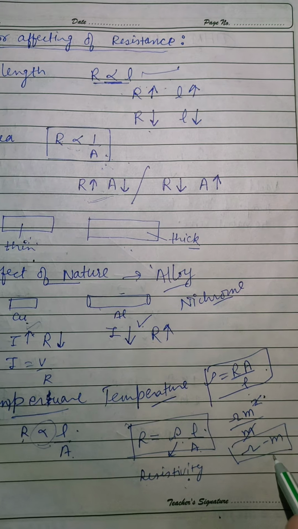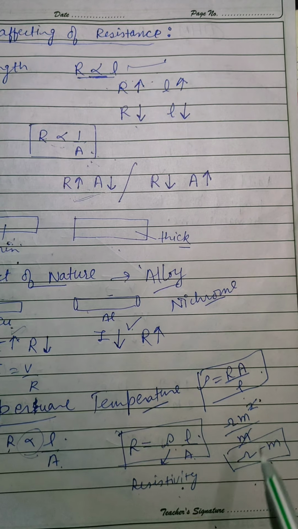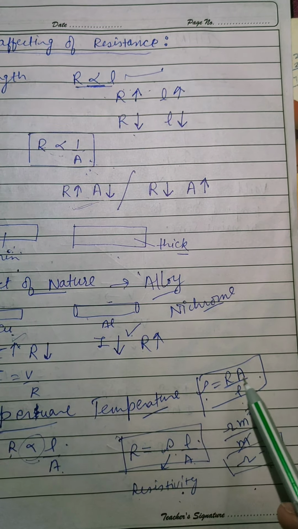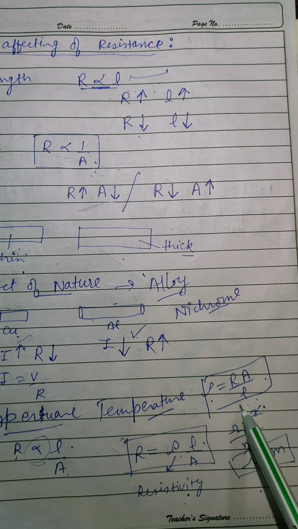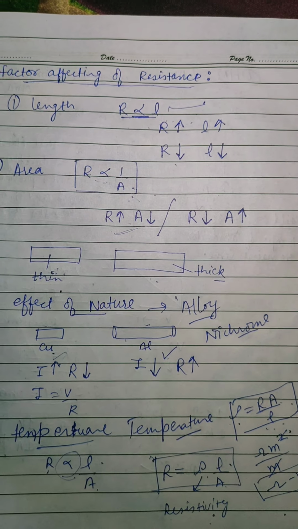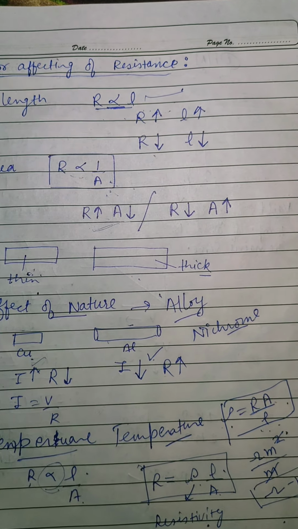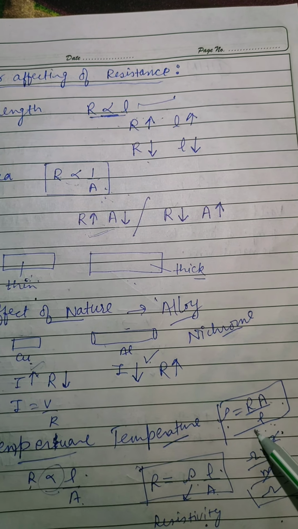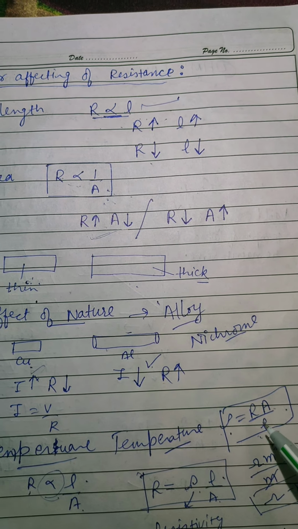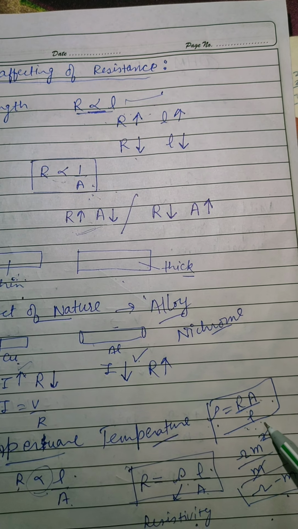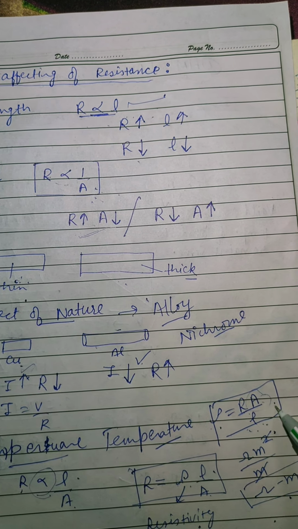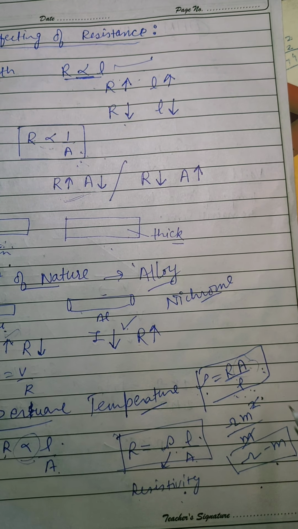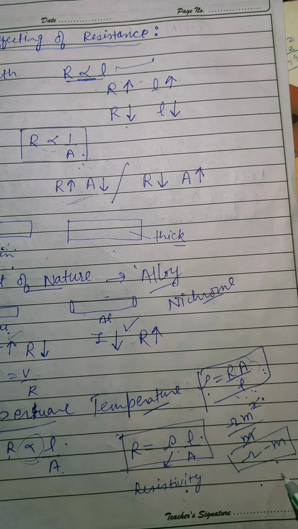This term is important. I repeat again. Resistivity equals RA upon L, and we get it from the factors affecting resistance, and you can also learn it by this trick, RAL. The definition of resistivity is that it is defined as resistance per unit length in a uniform area of cross section, and the unit of resistivity is ohm meter.